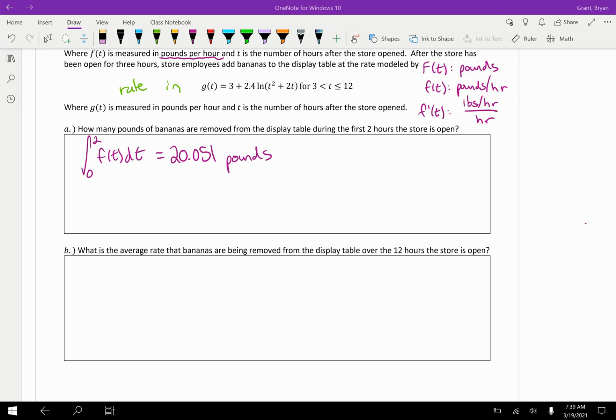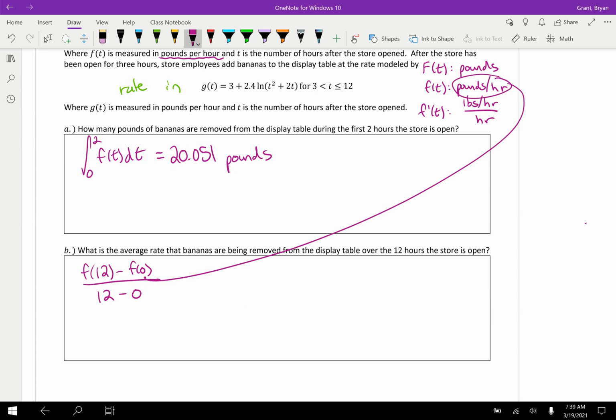I'm going to do, let's see, over 12 hours, f of 12 minus f of 0, divided by 12 minus 0. And they're not wrong in that this is the way to find an average. But look at the units we're dealing with here. These units will be pounds per hour, and 12 minus 0, those are hours. So when we do the final math here, we're going to be in pounds per hour.